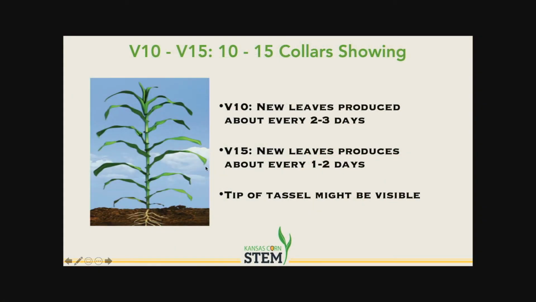We have to remember that the leaves of a corn plant are the solar panels of the corn plant, all right? They're the ones absorbing that sunlight and turning it into energy. So during this time, we might start to see that tassel emerge or tip out right there.